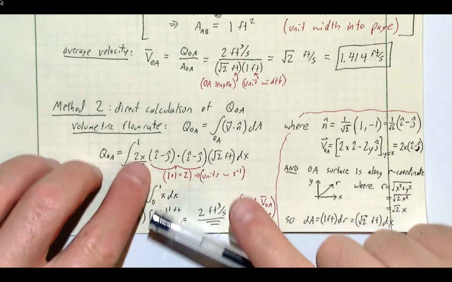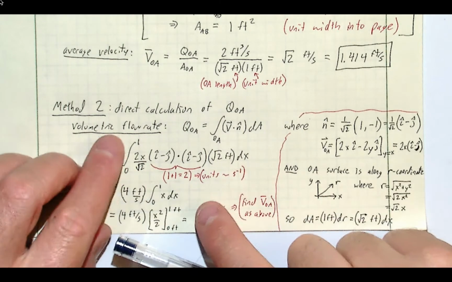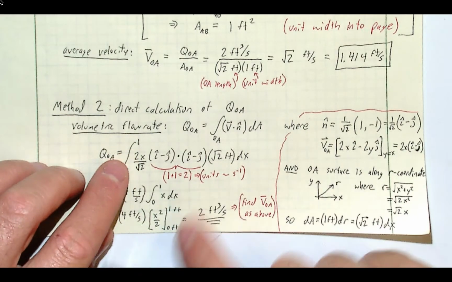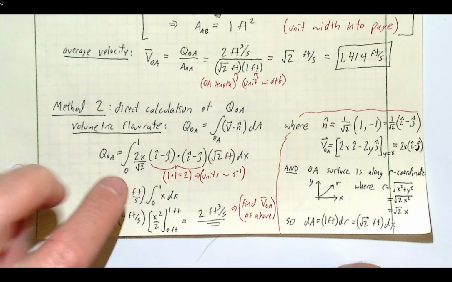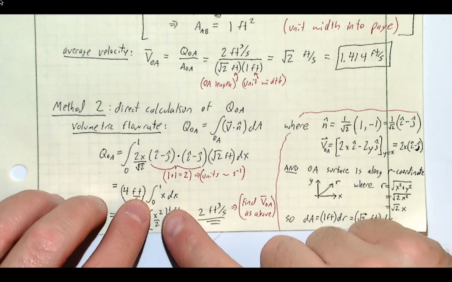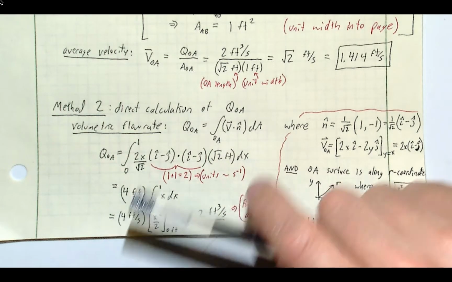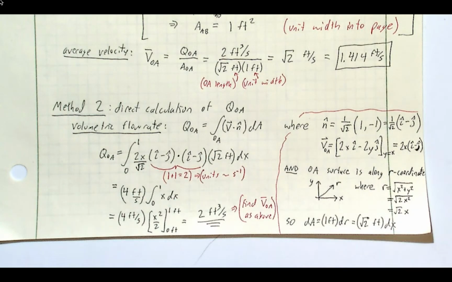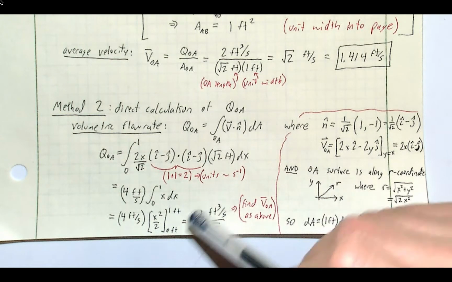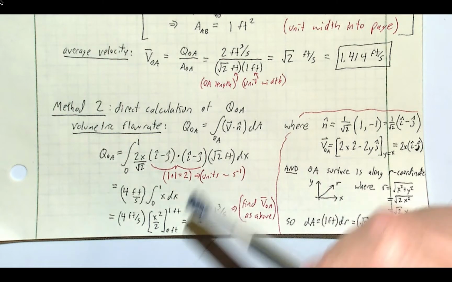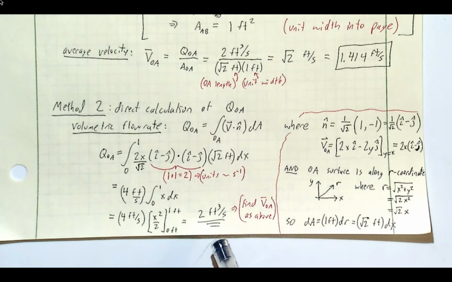So let's see here. We have root 2 divided by root 2, which cancels, and now 2 times another factor of 2 is 4. So we can pull out the 4 feet per second, and then all we have left is integrating from 0 to 1 of x dx. Doing that integral, it's x squared over 2 from 0 to 1, which gives us a 1/2. Therefore, we get 2 feet cubed per second.